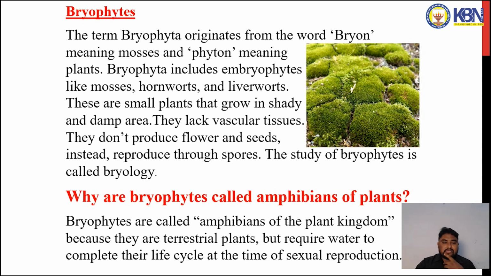Why are the bryophytes called amphibian plants? The bryophytes are called the amphibians of the plant kingdom because they are terrestrial plants but require water to complete their life cycle at the time of sexual reproduction. So the bryophytes are called amphibian plants.